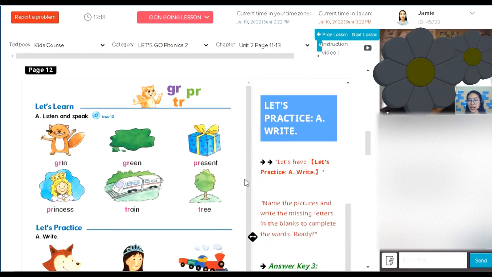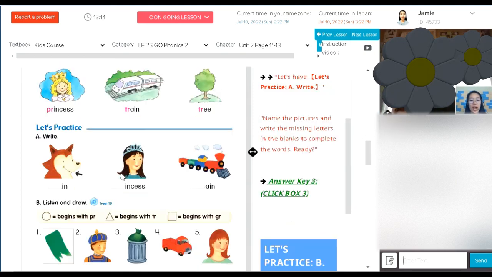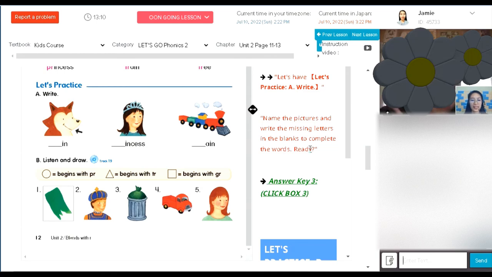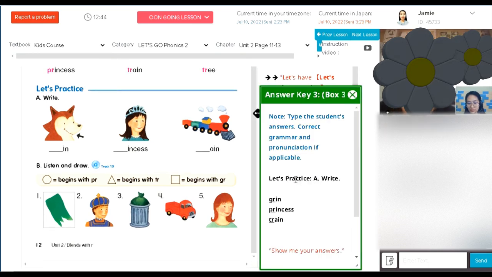Now, let's practice A, write. Okay, are you there? This time you will name the pictures and write the missing letters in the blanks to complete the words. Are you ready? I'm ready. Okay, you may start. Can you show me your answers? I'll let you finish first. You can do it.